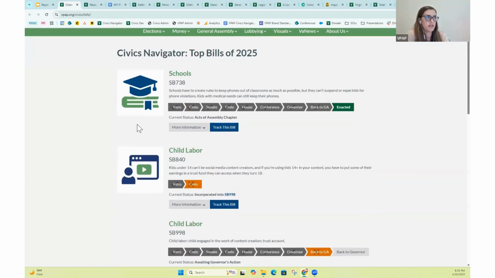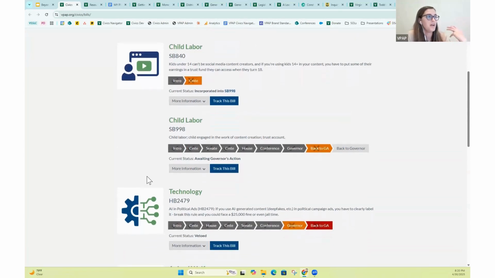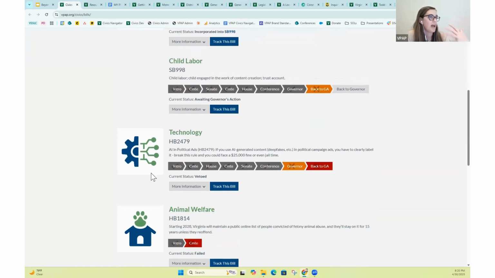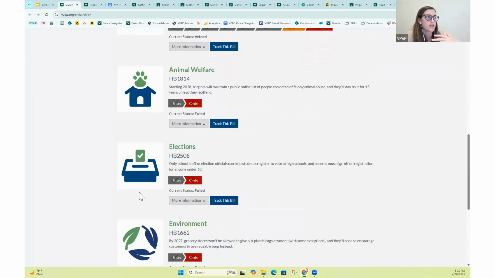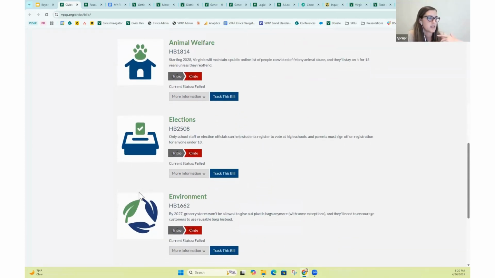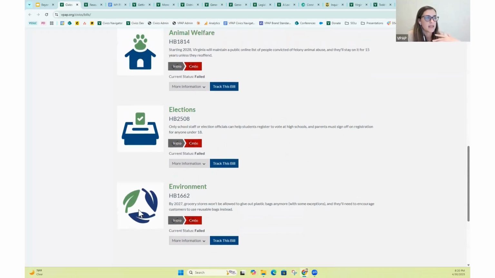So the schools bill is related to having cell phones in the classroom, or rather not having them. There are some bills about children creating content online and whether or not they should be paid. That's relevant to all of our young YouTubers out there. We have a bill about AI and politically AI-generated ads, deep fakes. There was an animal welfare bill, a bill about voter registration and elections in high schools, and then a bill about the environment and plastic bags.